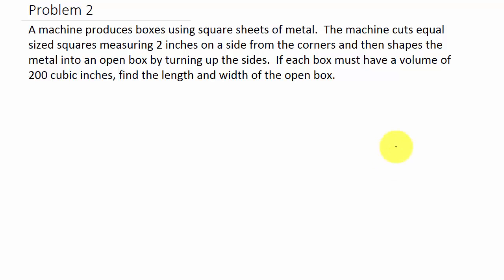Alright, so here's our second example for quadratic equations, word problems. It says a machine produces boxes using square sheets of metal. The machine cuts equal size squares measuring 2 inches on a side from the corners and then shapes the metal into an open box by turning up the sides. If each box must have a volume of 200 cubic inches, find the length and width of the open box.